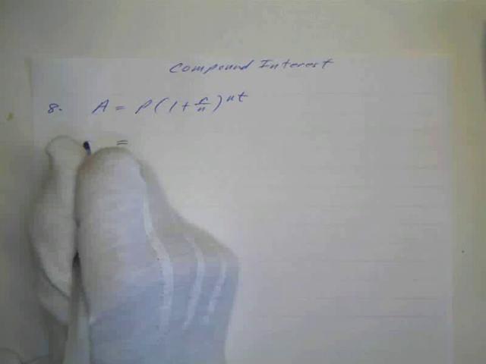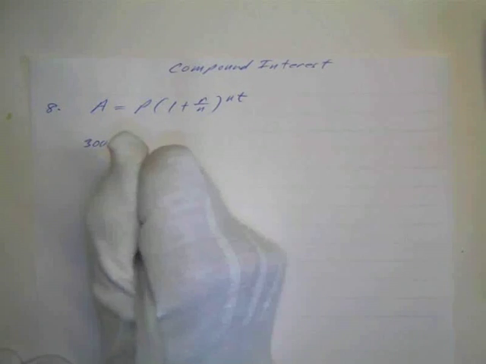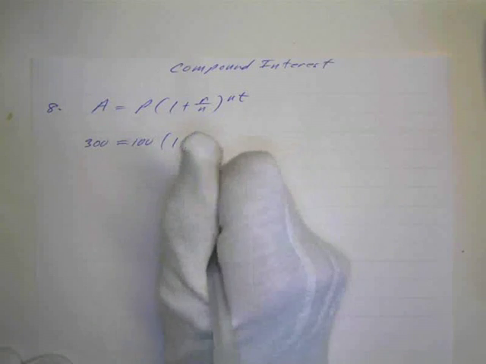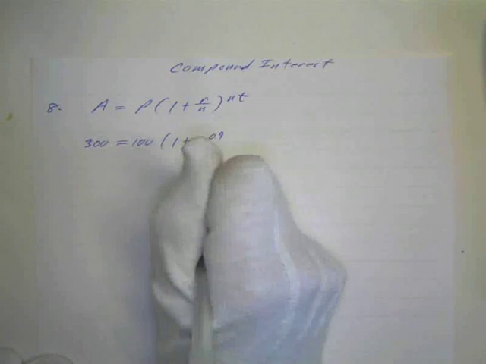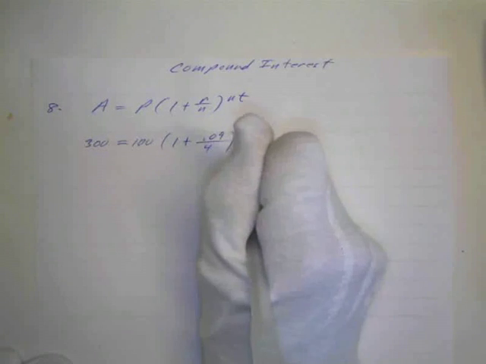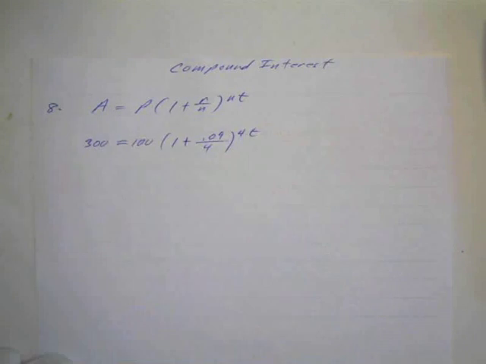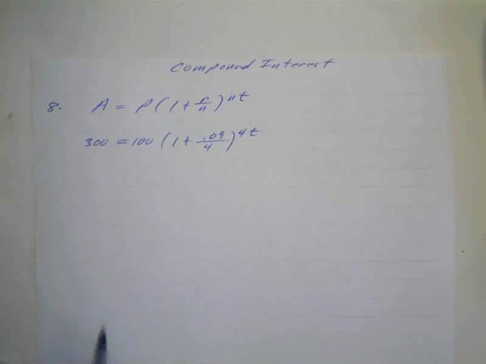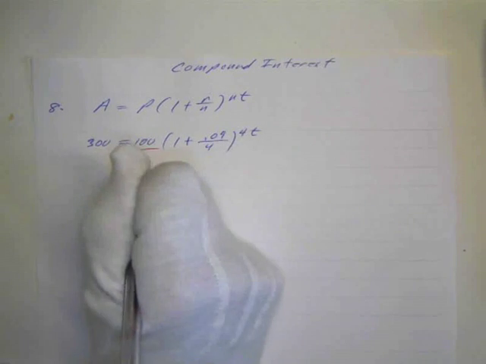So amount I'm saying is going to be 300. My principal is going to be 100. And that's going to be 1 plus, and my rate is going to be 0.09. And my n is going to be 4. And I've got 4 times t, and that's what I'm looking for. T again, kind of like in example 6. Now, like I did in example 6, I'm going to divide both sides by 100.